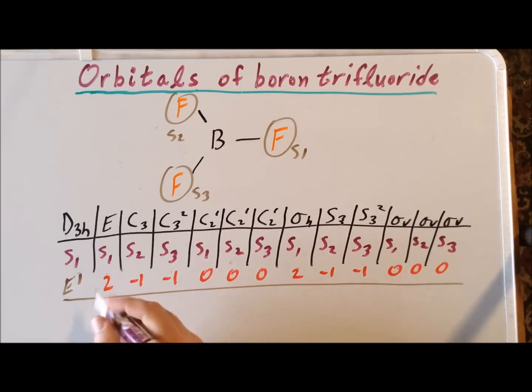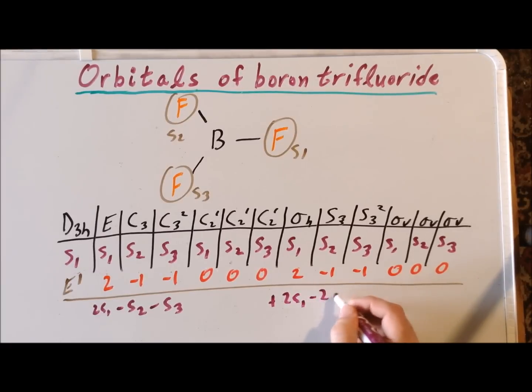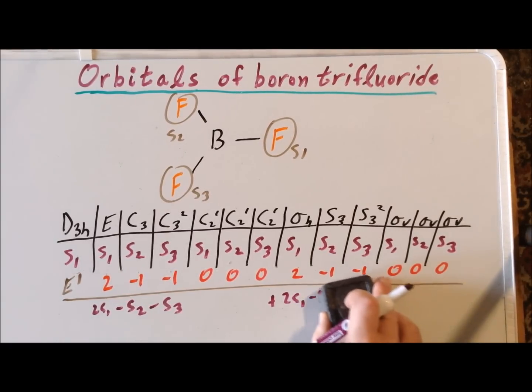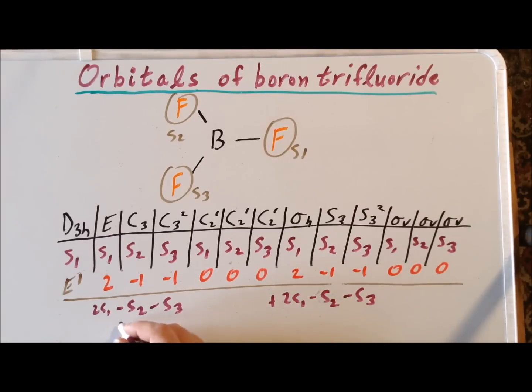So what does that give us? Well, we get 2S1 here. We get minus S2 minus S3. Anything multiplied by 0 is 0, so that's not a problem. Then we have plus 2S1 minus 1, minus S2 minus S3. So what does this give us? If we add these together, we get 4S1 minus 2S2 minus 2S3.